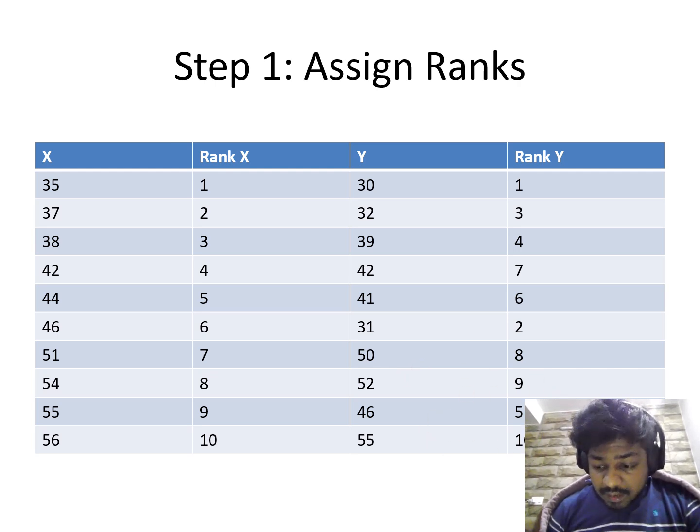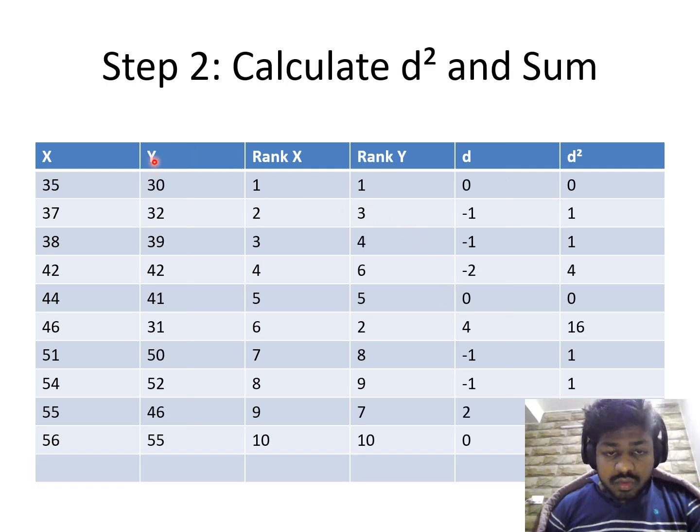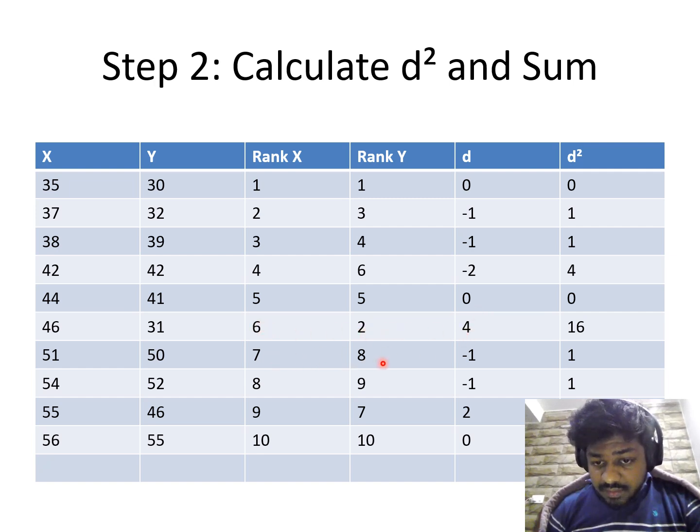After calculating the ranks of x and y, you take the difference. 1 minus 1, it's 0. 2 minus 3, it's minus 1. 3 minus 4, it's minus 1. 4 minus 6, it's minus 2. 5 minus 5 is 0. 6 minus 2 is 4. 7 minus 8 is minus 1. 8 minus 9 is minus 1. 9 minus 7 is 2. And 10 minus 10 is 0.